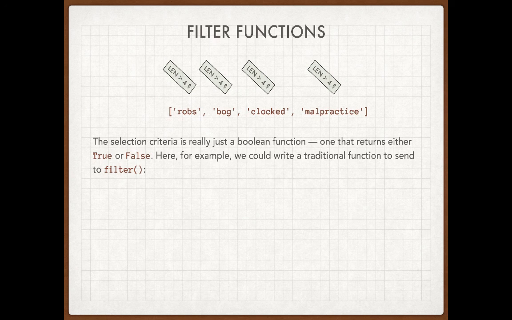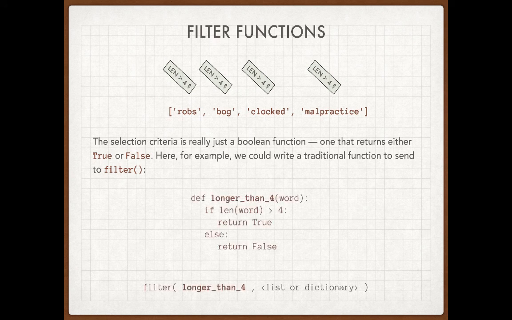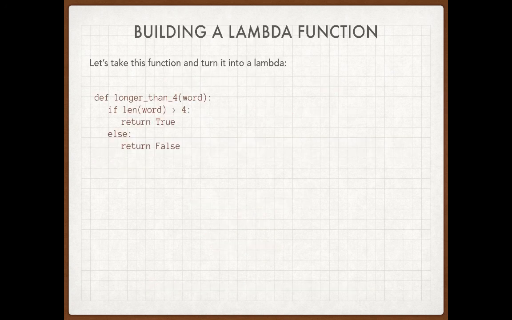Now, this len is greater than 4. We could write this really easily as a traditional function, right? It might look like this in Python. So I just send a word to longer than 4, and if the length is greater than 4, then I return true, else I return false. And if I have my function defined with def called longer than 4, I can just send that as the first parameter, or the first argument, to the filter function. But we can do these things as lambdas too.